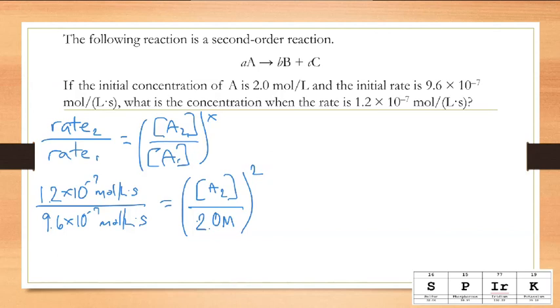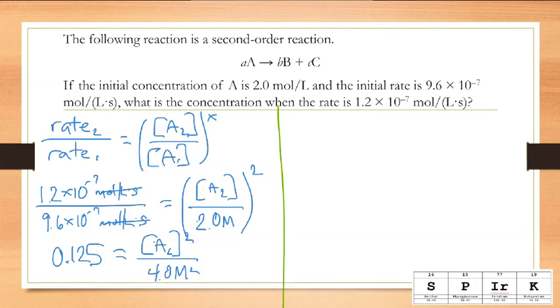So 1.2 times 10 to the negative 7th divided by 9.6 times 10 to the negative 7th is 0.125. And again, those units are going to cancel. And now here on the right side, we have the concentration of A2 squared divided by 4.0 molar squared. I just distributed the power of 2. And again, if you're a little rusty on your algebra, or if you haven't seen something like this, we will talk about it in class tomorrow.